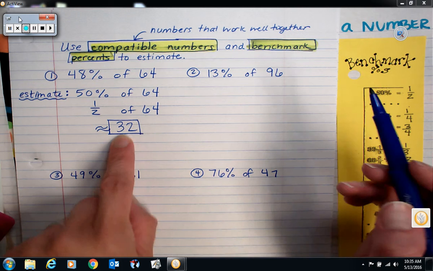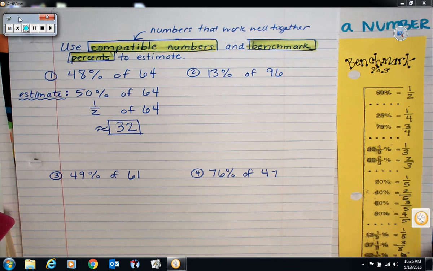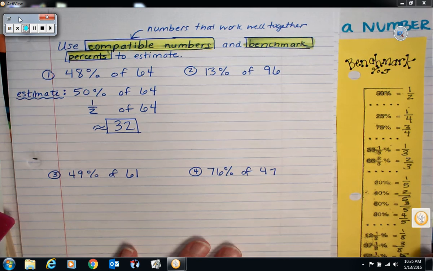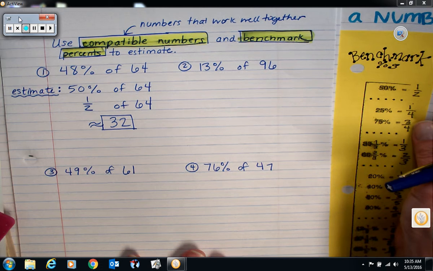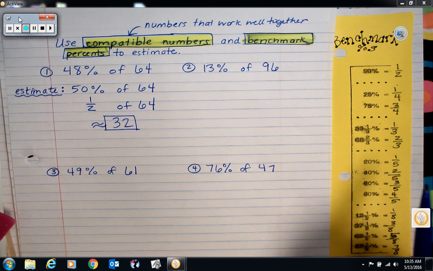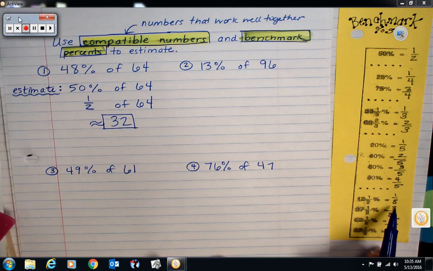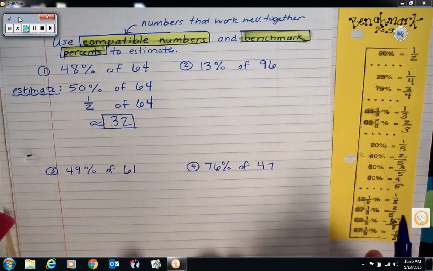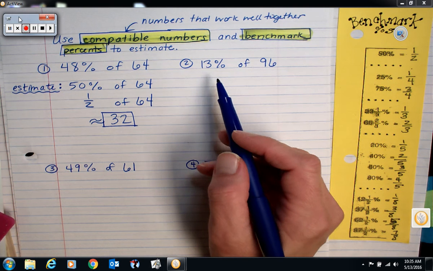So let's try number 2 together. Number 2 says 13% of 96, which sounds kind of hard to think about. There is a way to find the exact amount for 13% of 96, but today we're just worried about estimating these. So the closest benchmark percent to 13% would be 12.5%. It's way down here at the bottom of my list. And 12.5% is 1/8. Then I have to think, okay, 12.5% is the closest benchmark percent to 13%.